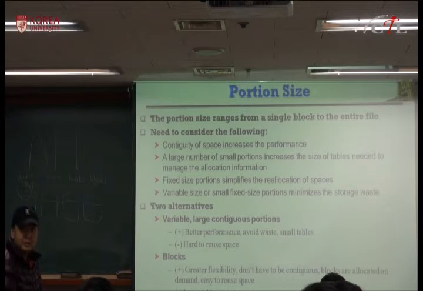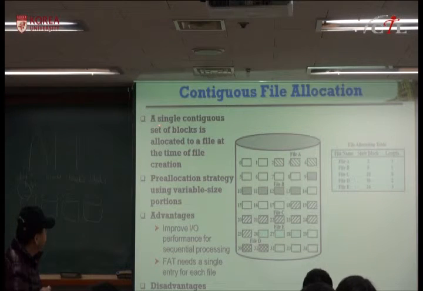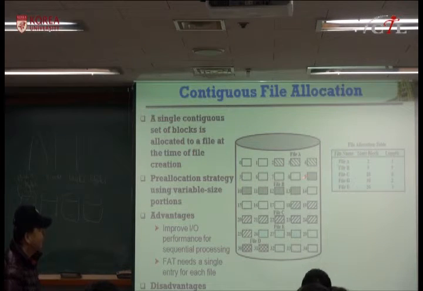So sometimes you need maybe some kind of compaction. So this is contiguous file allocation. A single contiguous set of blocks is allocated to a file at the time of file creation. So for file A, 2, 3, 4 is allocated. For file B, 1, 2, 3, 4, 5. 5 blocks. These are the portions.